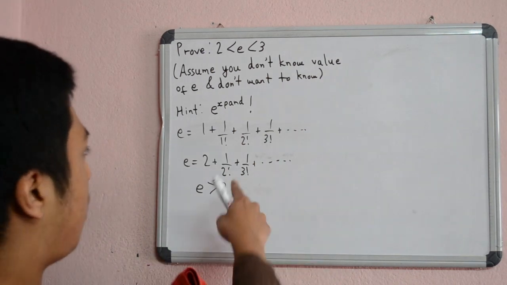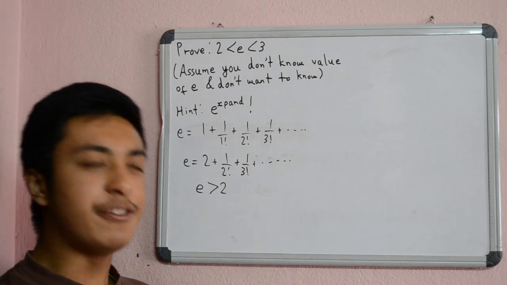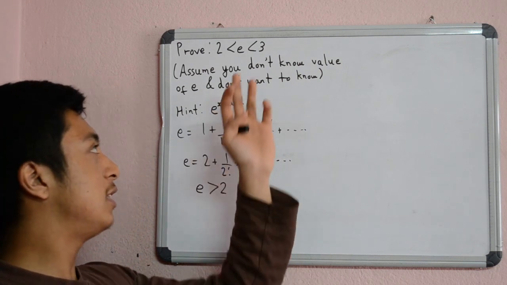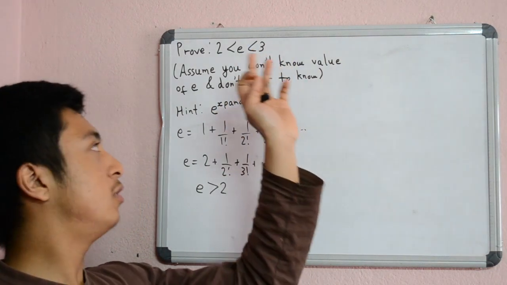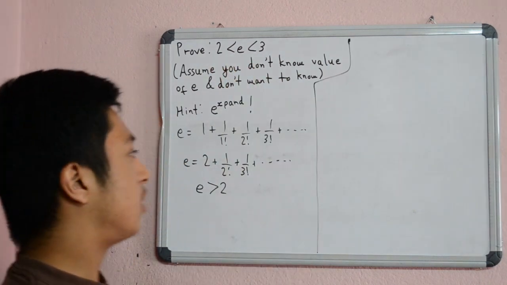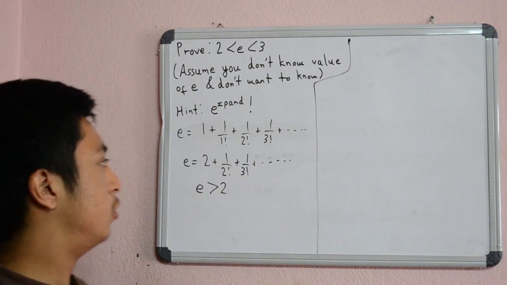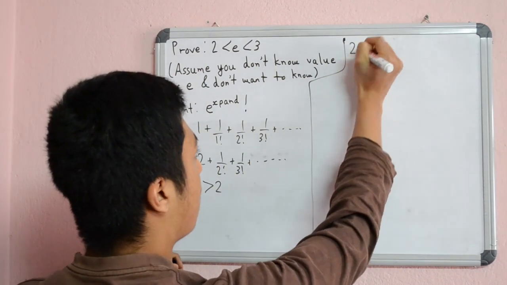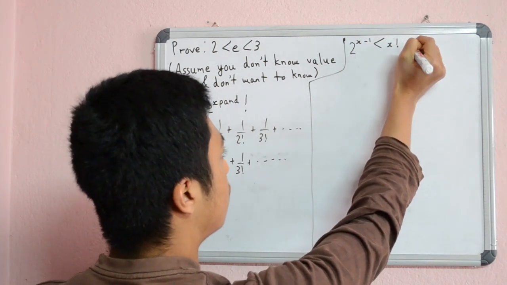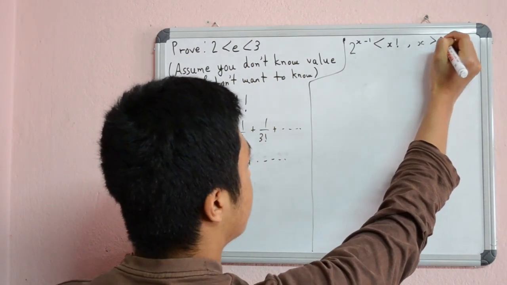So we first got E is greater than 2. Now, what about E is less than 3? This is the part where it's the most difficult, not to calculate, but just to think of the reason or the solution to find E is less than 3. So you're going to have to use the mathematical relation between factorial and power, which is that 2 to the power x minus 1 is less than x factorial when x is greater than 2.